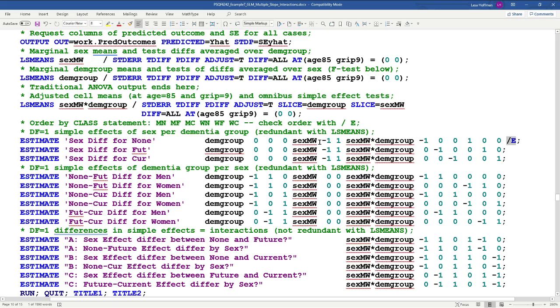But notice if we're talking about sex differences, that's a difference here of -1 versus 1 for the 2 groups. And then that pattern gets multiplied by this pattern to create what happens out here. Note the order that I found by using this /e statement. The dementia group differences here: this is none versus future, this is none versus current, this is future versus current. Then multiplied by sex being irrelevant, for men or for women, gives us the pattern that's out here.